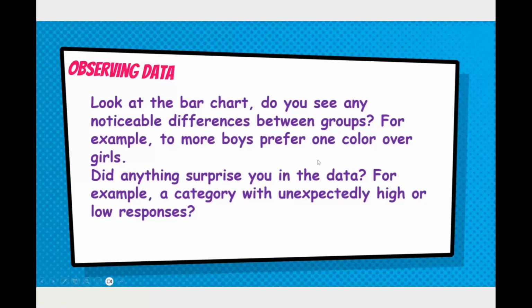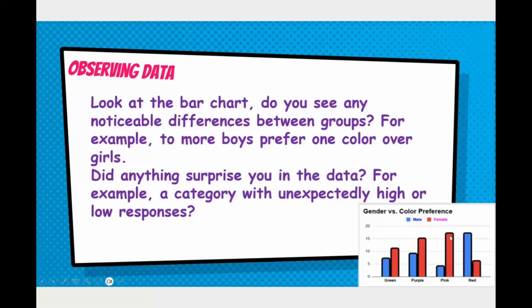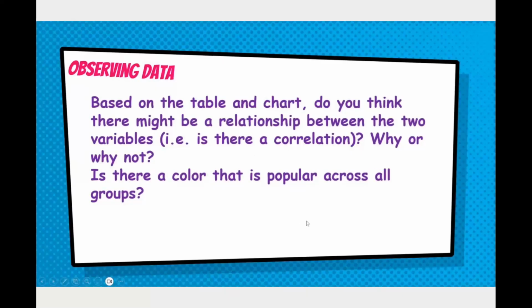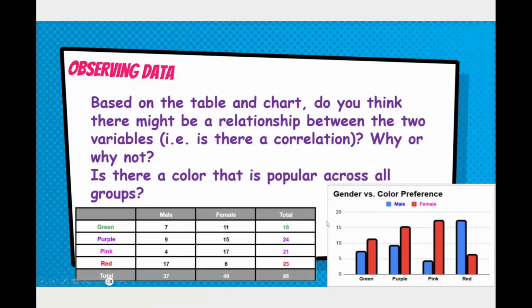So now looking at the bar chart, do we see any noticeable differences between groups? For example, do more boys prefer one color over girls? Did anything surprise you in the data? Did a category with unexpectedly high or low responses surprise you? Once again, looking at our data, none of that really surprises me, to be honest with you. Based on the table and chart, do you think there might be a relationship between the two variables? In other words, is there a correlation between gender and the colors they selected? Is there a color that is popular across all groups?